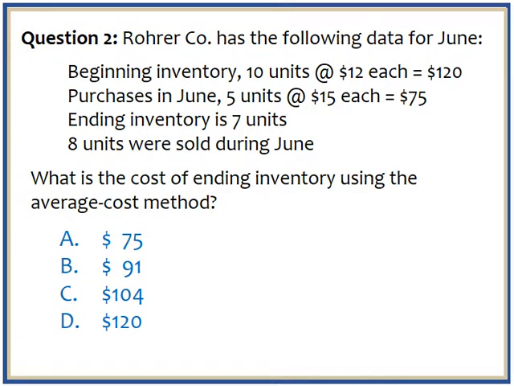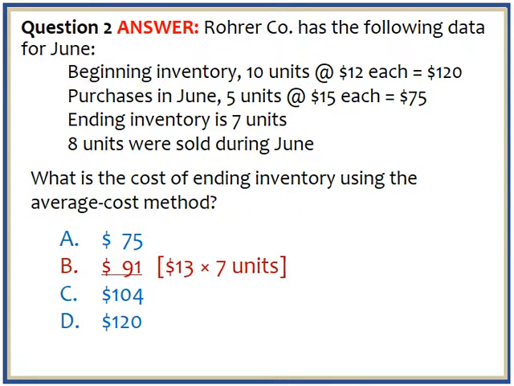The second question reads, Rohr Company has the following data for June. Beginning inventory 10 units at $12 each equals $120. Purchases in June 5 units at $15 each equals $75. Ending inventory is 7 units and 8 units were sold during June. What is the cost of ending inventory using the average cost method? The choices are $75, $91, $104, or $120.